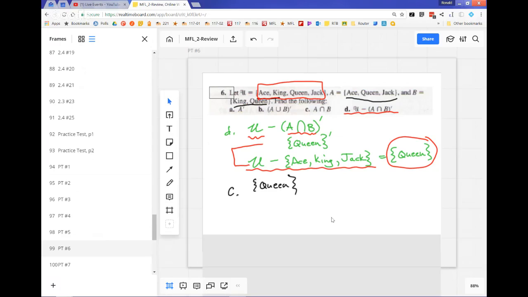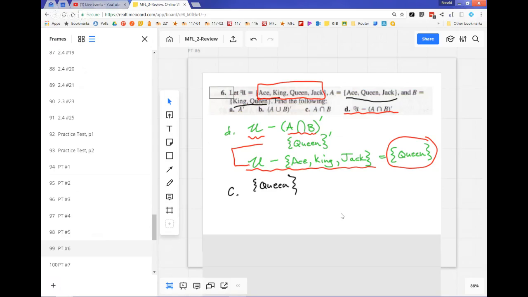What's A intersect B? Up there you see set A is ace, queen, jack. Set B is king, queen. What's the intersection of those two? Queen. And then we were supposed to take the complement of what we just got. Queen complement, so that's why I wrote queen separately. And what's queen complement? Everything outside of queen: ace, king, jack.